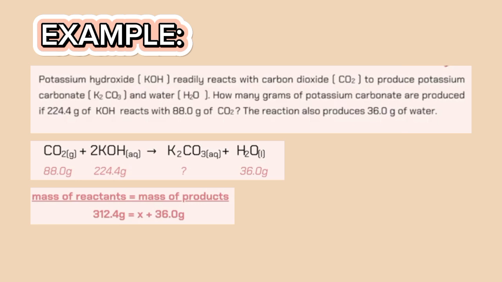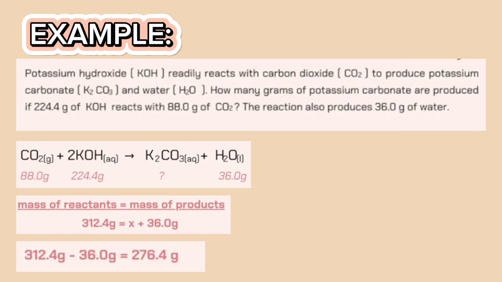So mass of reactants is equal to mass of products. So 88.0 plus 224.4 grams is actually 312.4 grams. And in our equation, that is equal to X, the mass of potassium carbonate, plus the mass of water, 36.0 grams.